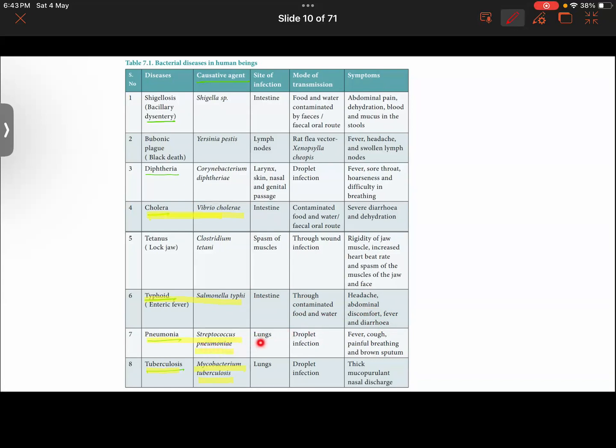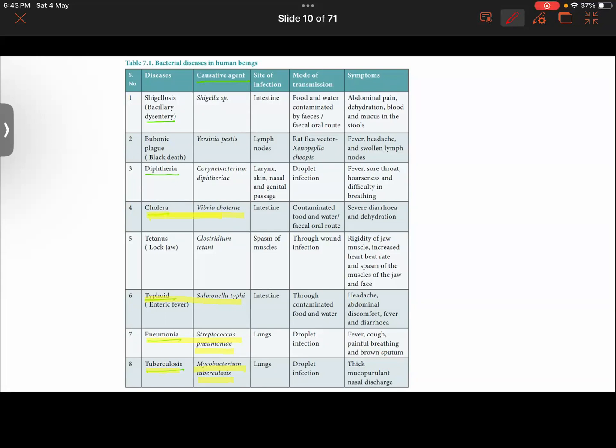Then pneumonia, it infects the lungs, right? And how does it happen? If someone is suffering from pneumonia and sneezes in the air, he will be sneezing tiny droplets of water in the air, and if someone inhales that, that healthy person will also be infected with pneumonia. The person suffering from pneumonia will have high fever, cough, painful breathing, and brown sputum. Getting it or not?